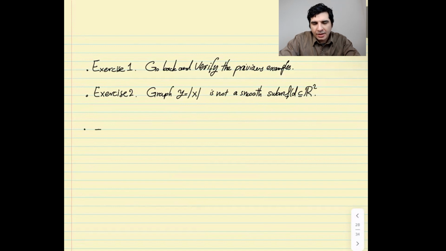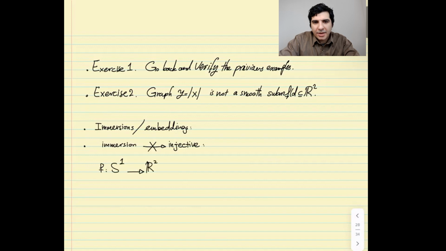Okay, great. So after doing these two exercises, let's think more about immersions and embeddings. The first example to consider for an immersion is the following. If you have a map whose derivative is injective everywhere, does it imply the map has to be injective itself? The answer is no.